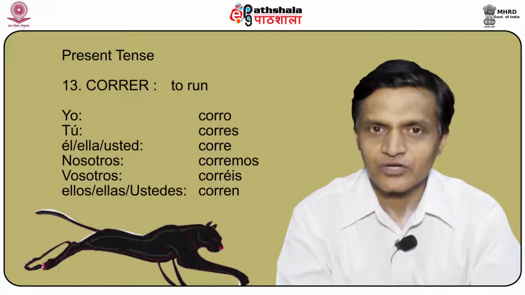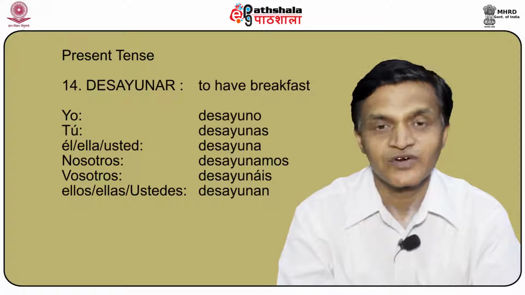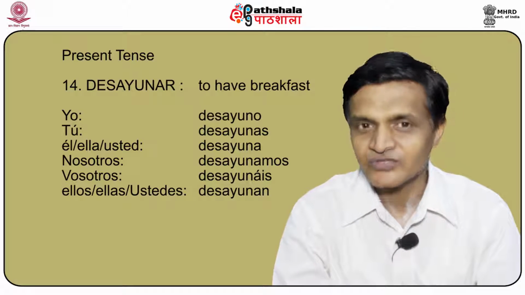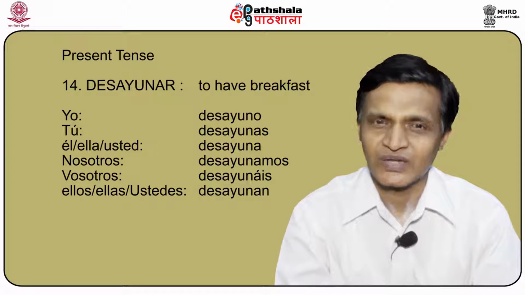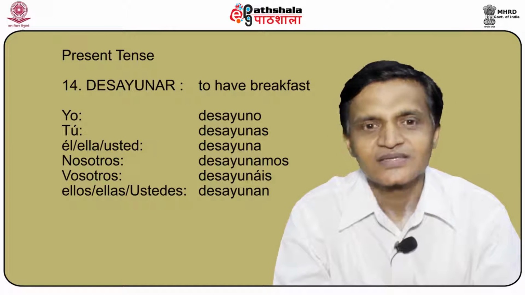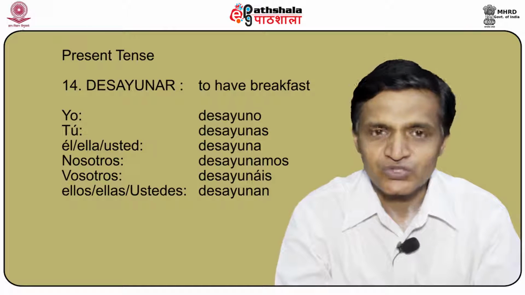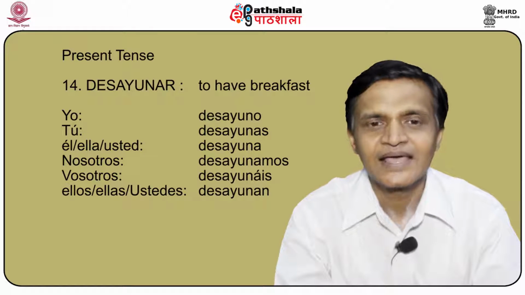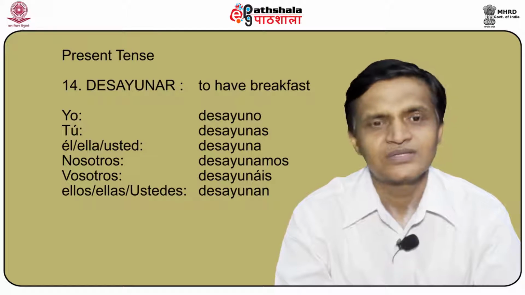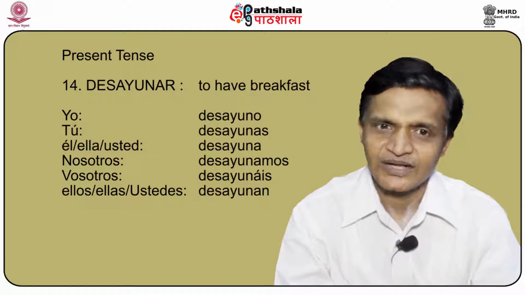Another verb that we're going to be talking about today is desayunar, which is an AR ending verb, and it is also an important verb because we do it every day in the morning. We have to do it because it is not healthy to move out of your house without un desayuno. So desayunar is to have breakfast. Yo desayuno, tú desayunas, él, ella, usted desayuna, nosotros desayunamos, vosotros o vosotras desayunáis, and ellos, ellas, and ustedes desayunan. I repeat, desayuno, desayunas, desayuna, desayunamos, desayunáis, and desayunan.